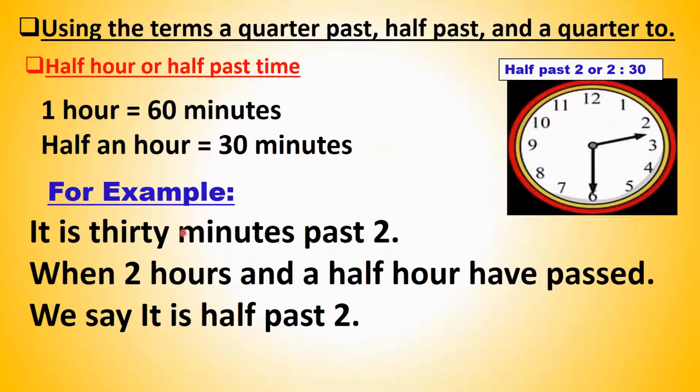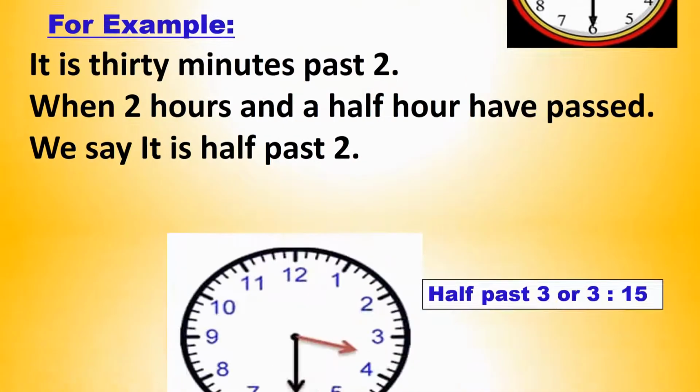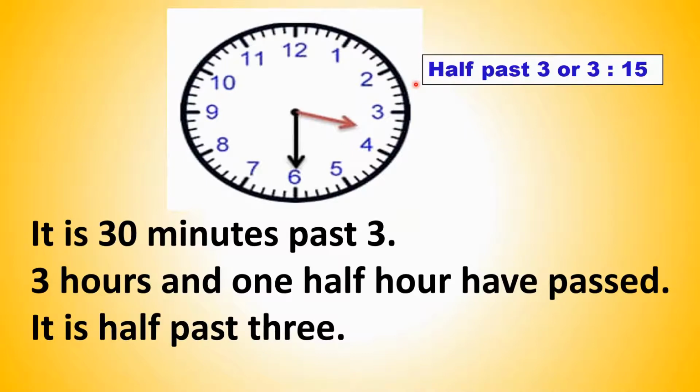It is 30 minutes past 2 when 2 hours and a half hour have passed. We say it is half past 2 or 2:30. Now see second example. It is 30 minutes past 3 on the clock. 3 full hours and 1 half hour have passed. It is half past 3 or 3:30. In the same way, we can say half past 4, half past 5, half past 12.